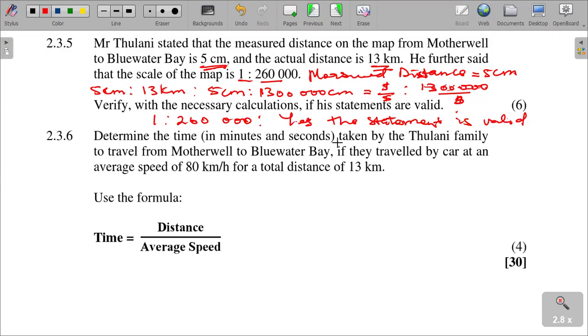Determine the time in minutes and seconds taken by Tulan family to travel from Motherwell to Blue Water Bay if they traveled by car at an average speed of that one at a total distance that is given there. So we are saying time taken is equals to what? We say it is equals to distance over average speed, which is equals to 13 kilometers over 80 kilometers per hour.